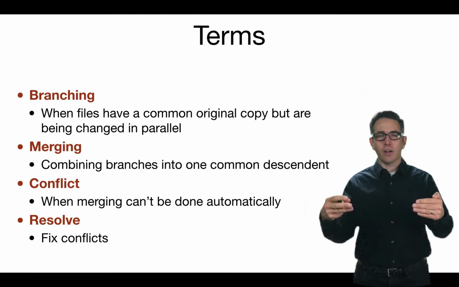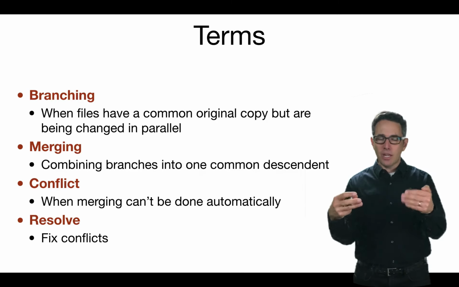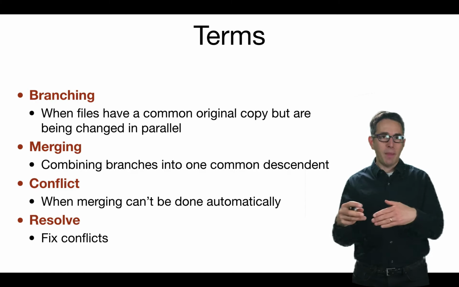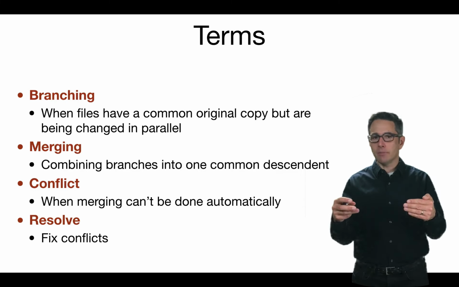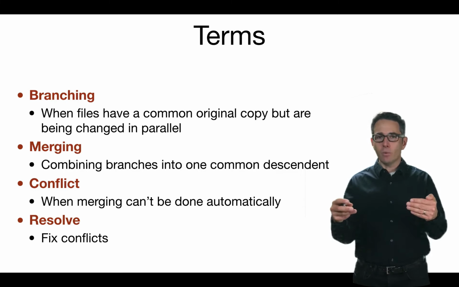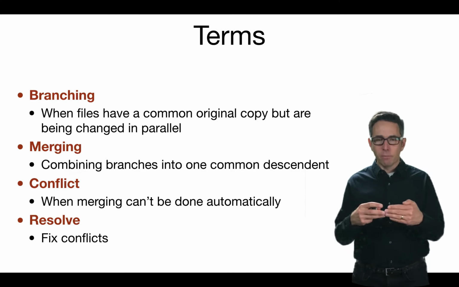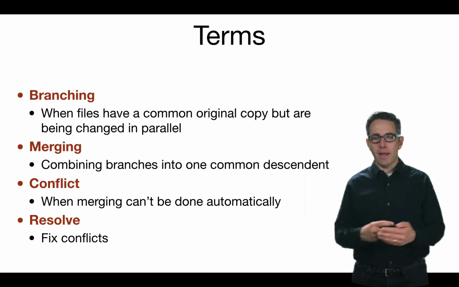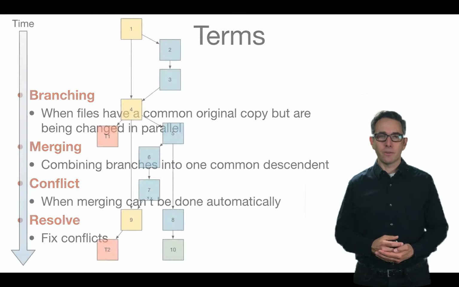A conflict occurs when you try and merge files together, but you can't because the changes that have been made are exclusive. So for example, if I make a change in my HTML file that references one web font, and you make the same change in the HTML file that references a different web font, when you try and merge those, there's a conflict because we've both made changes that can't be resolved easily. So we have to get together and manually resolve that. So resolving means to fix the conflicts before you can merge.